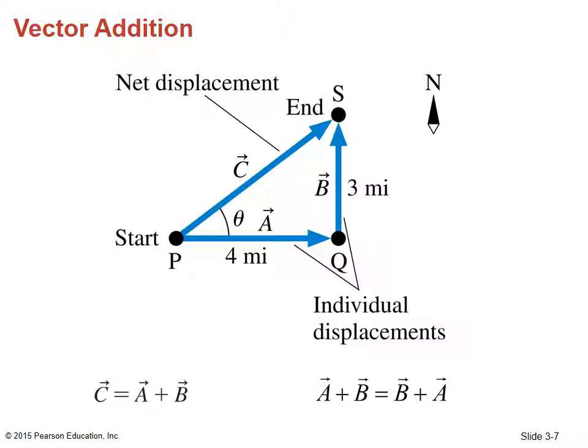Vector addition is commutative. Vector c is vector a plus vector b, or vector c is vector b plus vector a. In New York City, it does not matter if you walk 5 blocks north, then 2 blocks east, or if you walk 2 blocks east, then 5 blocks north. You end up in the same location. However, this doesn't work in Boston.